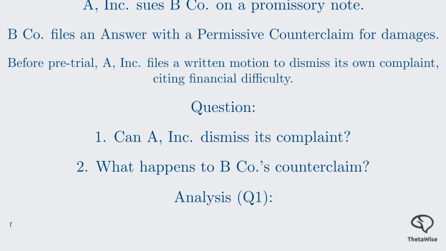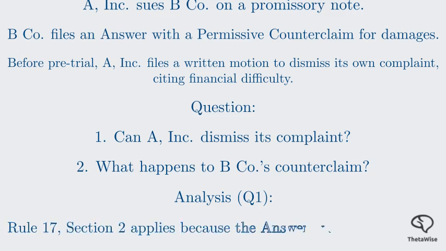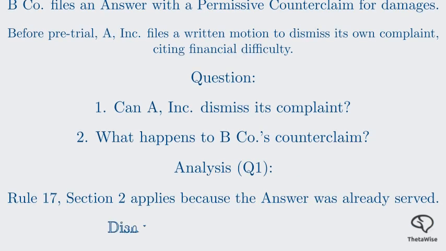Let's analyze. A. Inc. filed a motion. This means we're dealing with Rule 17, Section 2, not Section 1. Why? Because the answer with the counterclaim was already served. The time for unilateral dismissal by notice has passed. So, the court can approve the dismissal of A. Inc.'s complaint, but it is not automatic. The court has discretion.